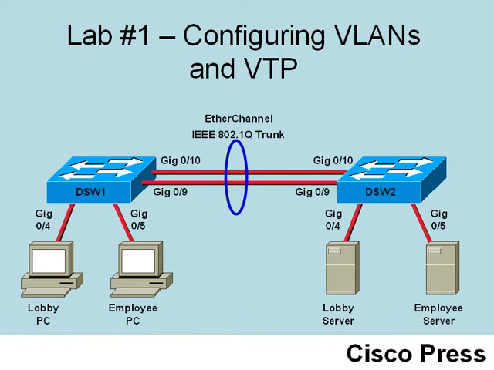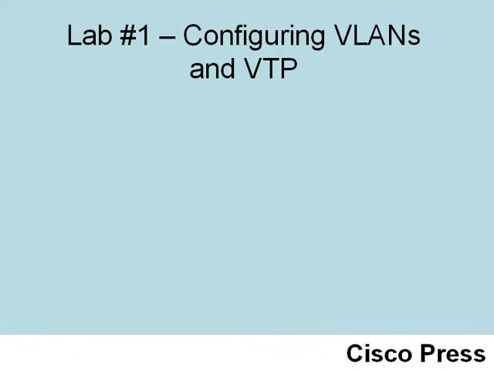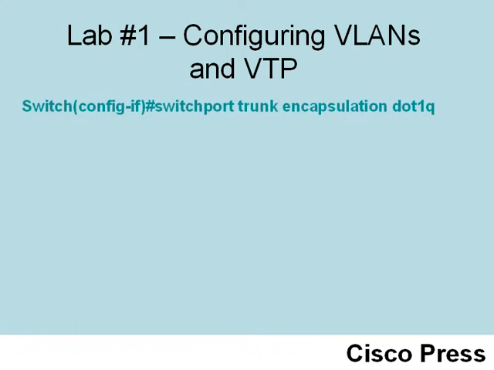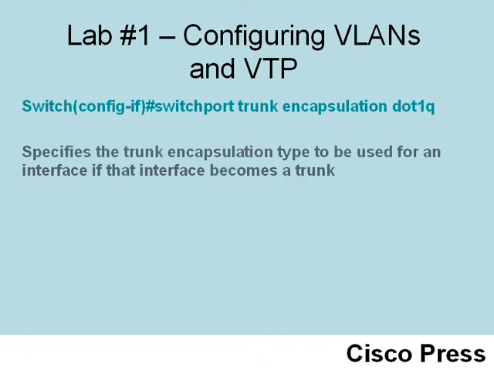And specifically, we want to create an IEEE 802.1Q trunk, as opposed to something like Cisco's proprietary ISL trunk. Here's the syntax that's going to allow us to do that. In interface configuration mode, we're going to specify the encapsulation type. We're going to say switchport trunk encapsulation dot1q.